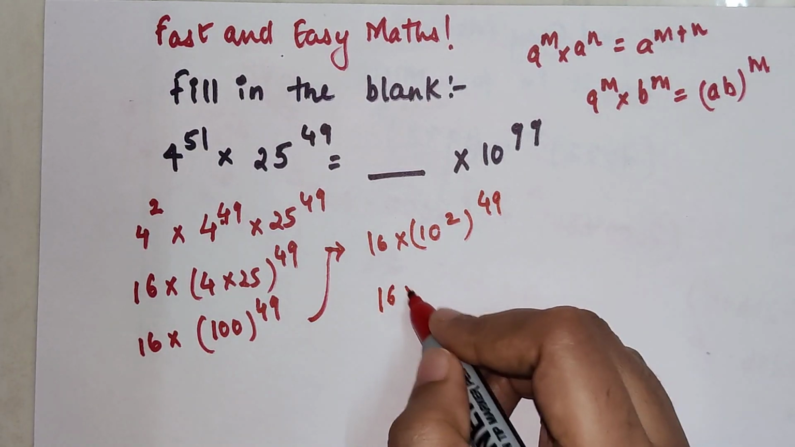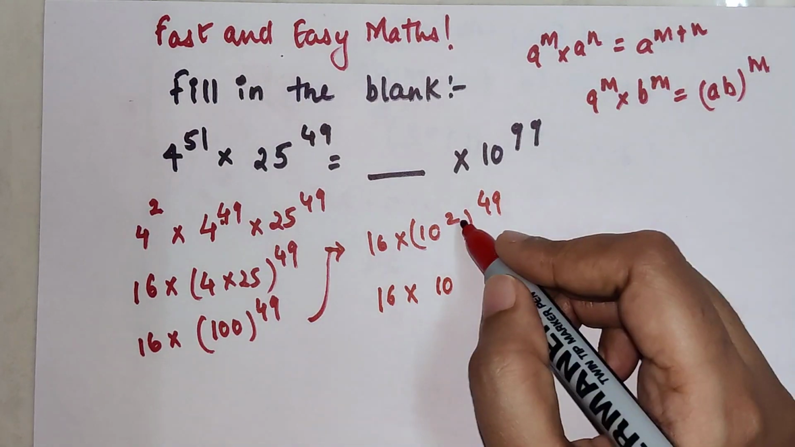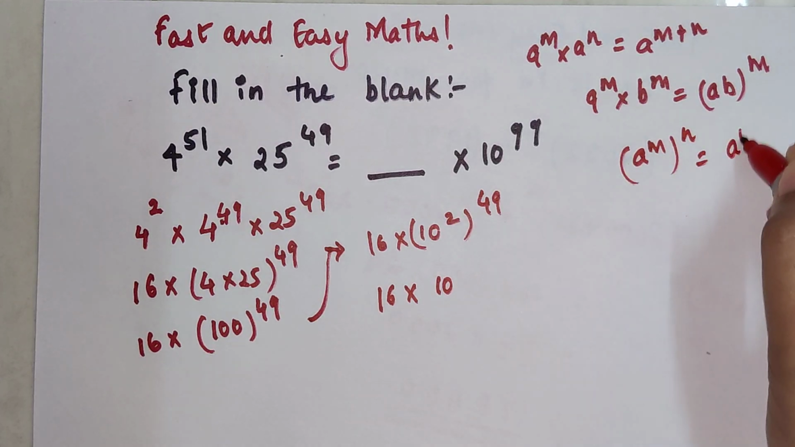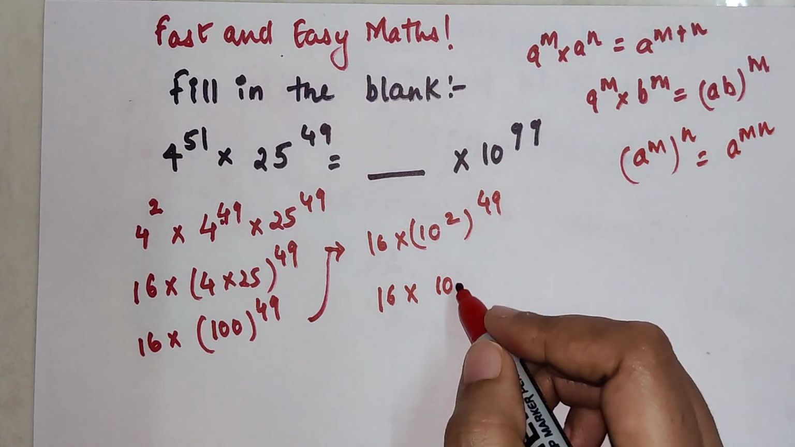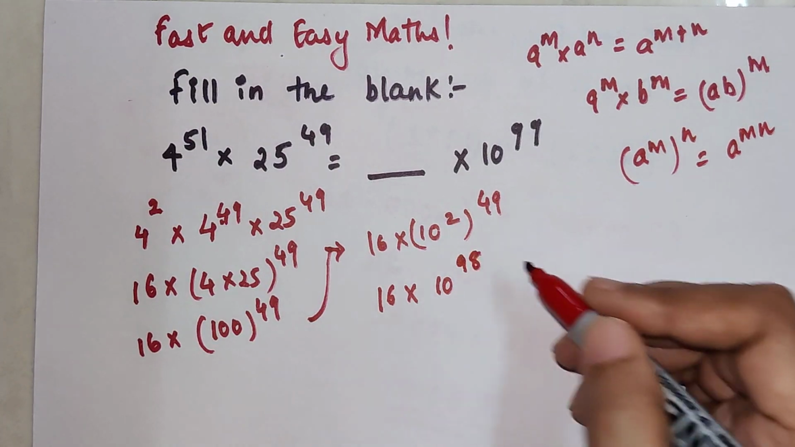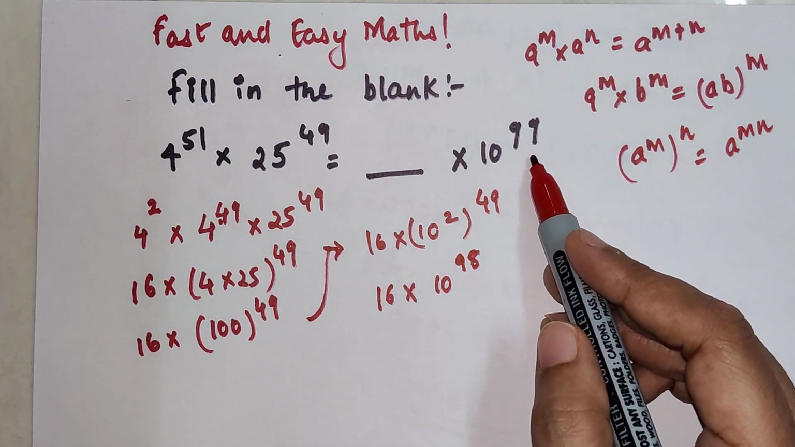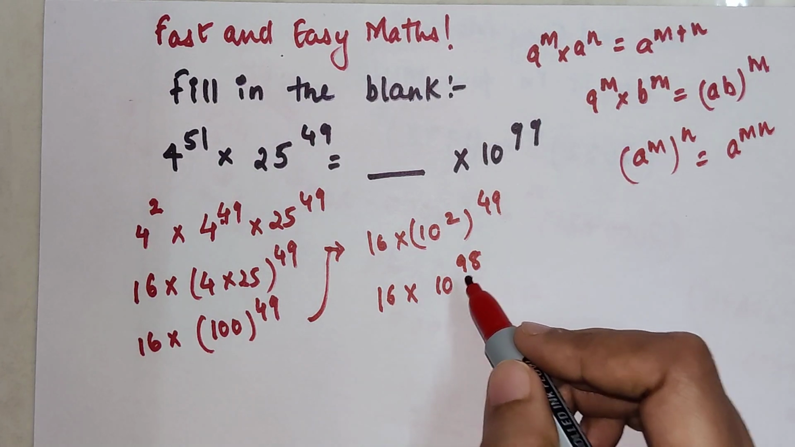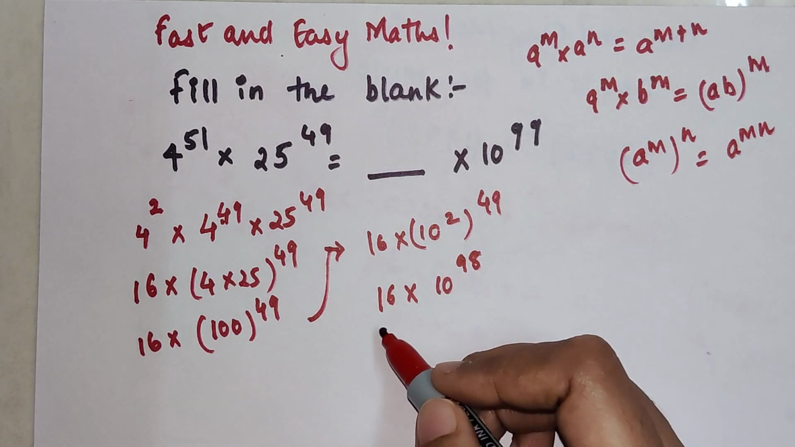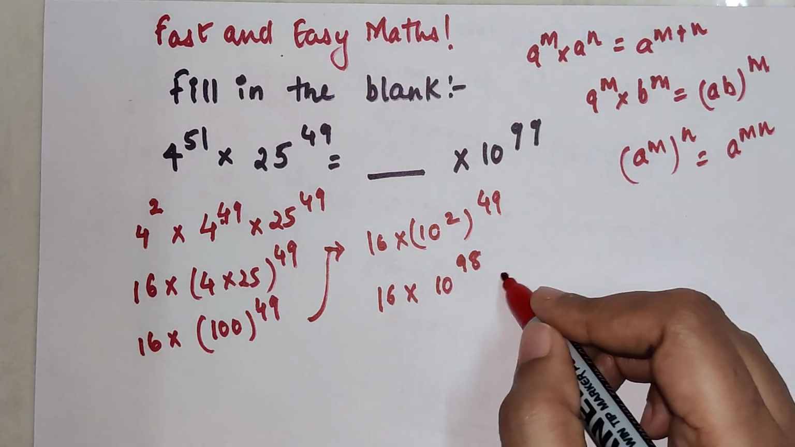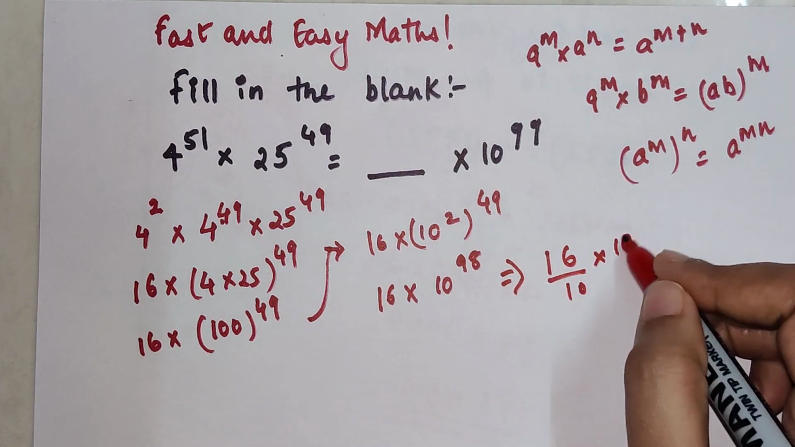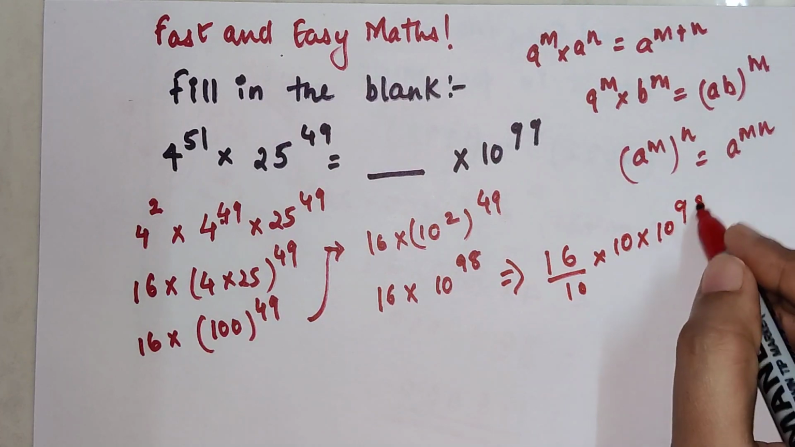So this now becomes 16 into 10 raised to, a raised to m the whole raised to n is nothing but what? A raised to m into n. So this will now become 98. Now problem over here is we have 99. So we will have to take one more 10 over here. So we want one more 10 over here. So we'll divide this with 10 as well. So this changes to 16 upon 10 into 10 into 10 raised to 98.